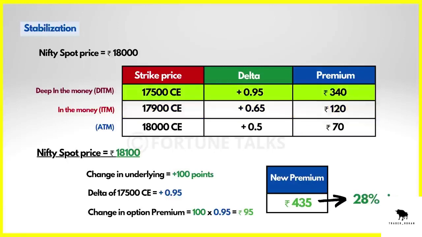54.2% rise. While in case of 17,500 call option, the premium change will be equal to 100 multiplied by 0.95, which is equal to 95 rupees. So the new premium will be equal to 340 plus 95, which is equal to 435 rupees, which is just a 28% rise in premiums.